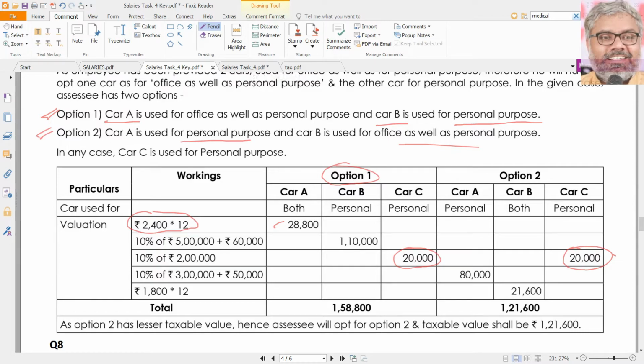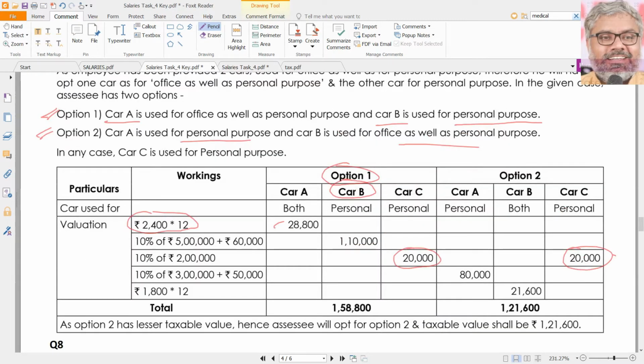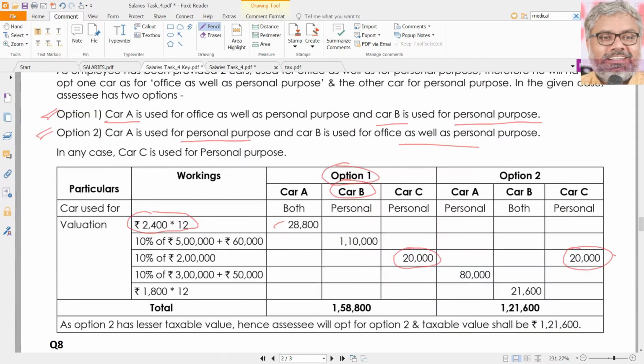In this option, B is deemed to be used for personal purposes. So we have to take the actual calculations. Cost of the car 5 lakhs, means 50,000 should be taken. Then the expenditure incurred by the employer, 60,000. So 10% of 5 lakhs, 50,000, plus 60,000 means 1 lakh 10,000 is taken as value of perquisite in this case. So if this option is chosen, all the three put together give a total value of perquisite of 1,58,800. That is option 1. Now taking option 2.